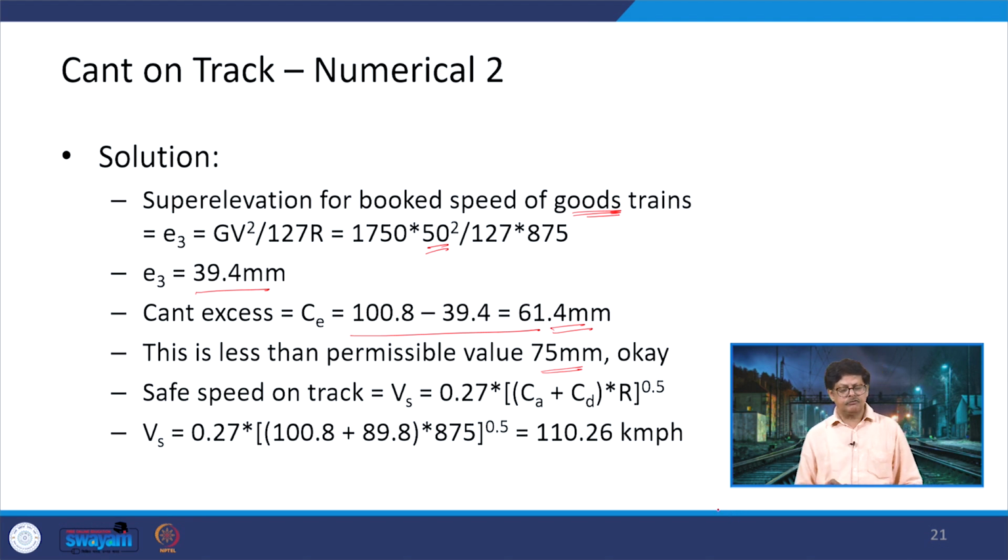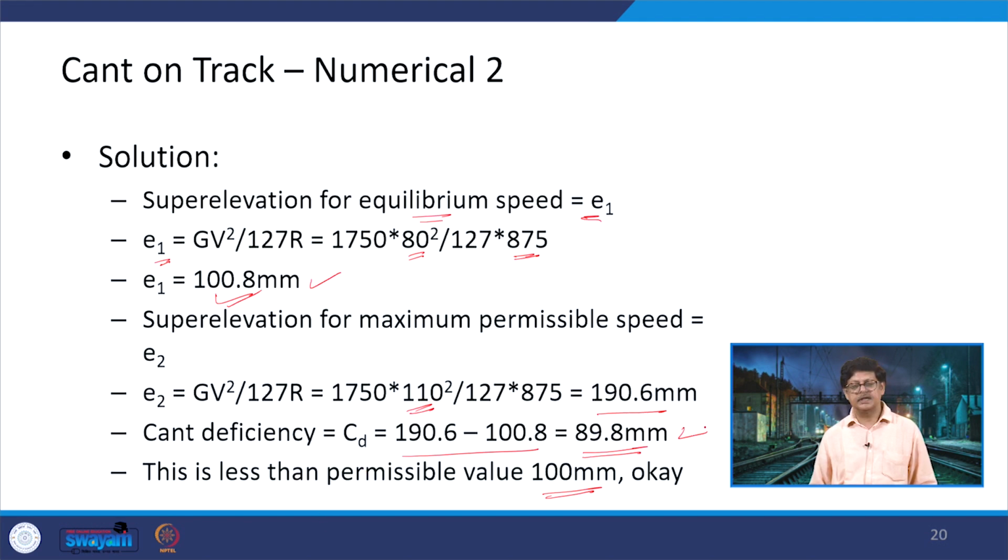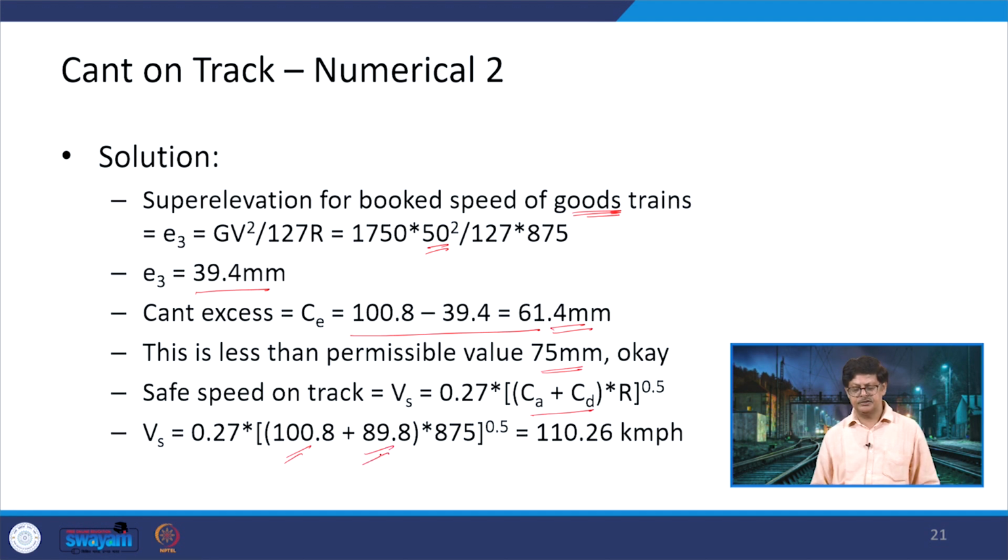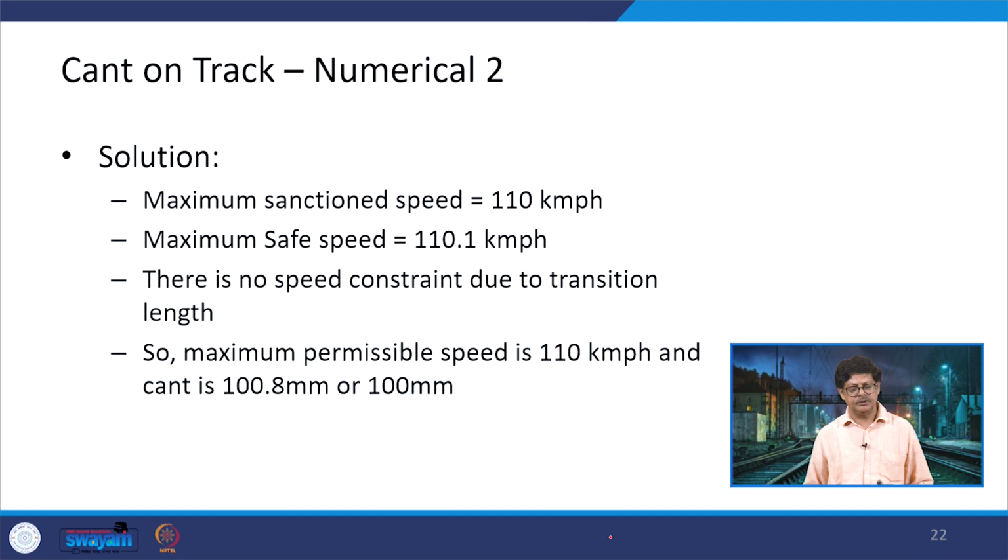Now, once we have got these values, we can find out the safe speed on the track. So, it is CA plus CD. CA we calculated as 100.8 and CD is being calculated here as 89.8. So, this 89.8 is being taken. We are putting the values here. What we get is 110.26 kilometers per hour. So, this is a safe speed. The maximum sanctioned speed was given as 110. The safe speed which we have calculated is 110.1.